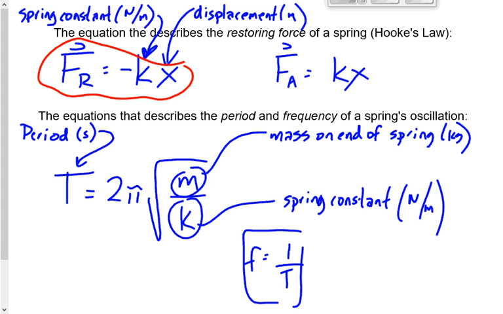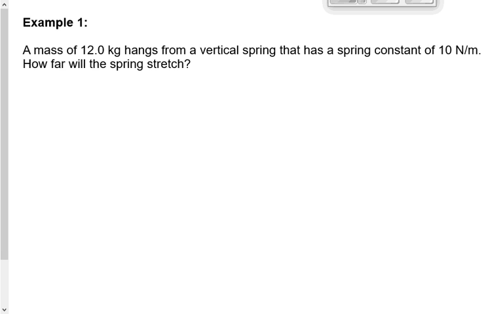Now, the first example we're going to do involves the Hooke's law equation, F is equal to K times X. The second example that we're going to do in a little while is this period equation, or the frequency equation. Okay, here's the first example, guys. A mass of 12 kilograms hangs from a vertical spring that has a spring constant of 10 newtons per meter. How far will the spring stretch?